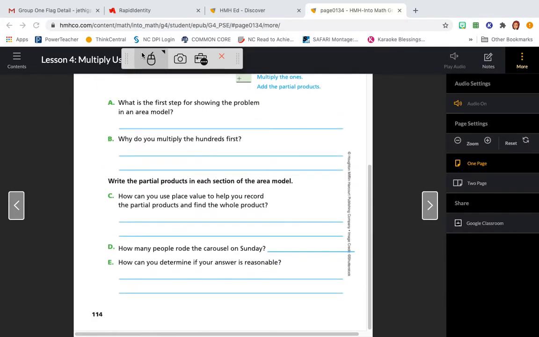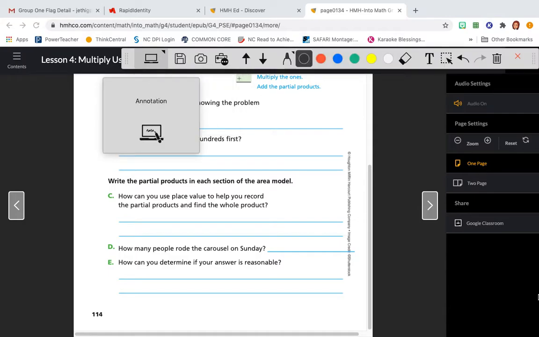Let's look at C, D, and E. Okay, going back and looking at your information that you wrote above, it says now write the partial products in each section of the area model. So we did that. It says how can you use place value to help you record the partial products and to find the whole product? So how can we use place value, our hundreds, tens, and ones, to help us record our partial products and then find the whole product, which in the end is the answer to our problem.